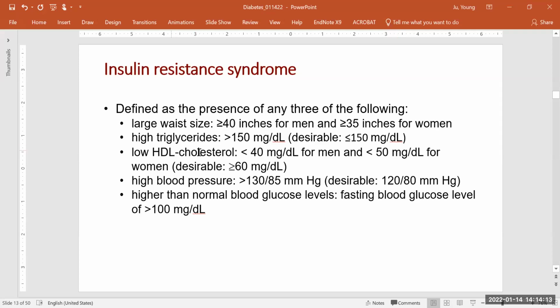And then the HDL cholesterol level, which is the good cholesterol, if that level is lower than 40 milligrams per deciliter for men and lower than 50 milligrams per deciliter for women, and by the way, the normal range is above 60 milligrams per deciliter. And blood pressure is higher than 130 over 85 millimeters of mercury, the normal range is 120 over 80. And then fasting blood glucose level is higher than 100 milligrams per deciliter. Again, if someone has any three of these conditions, it's possible to have insulin resistance.